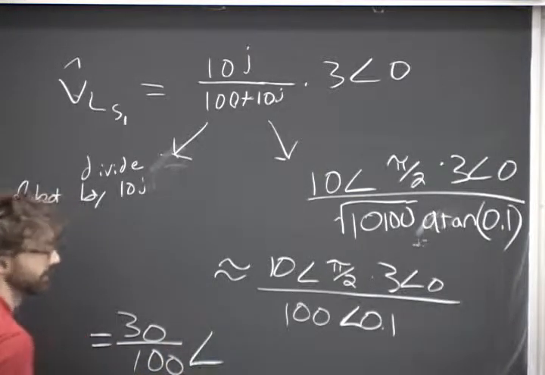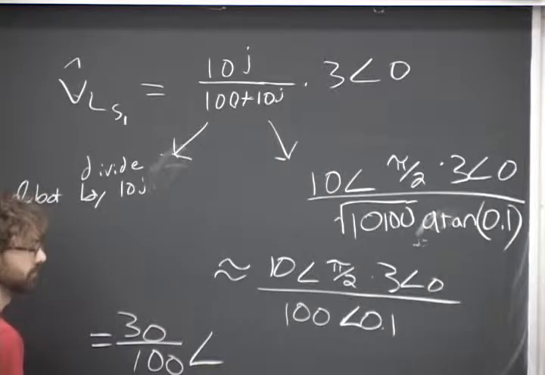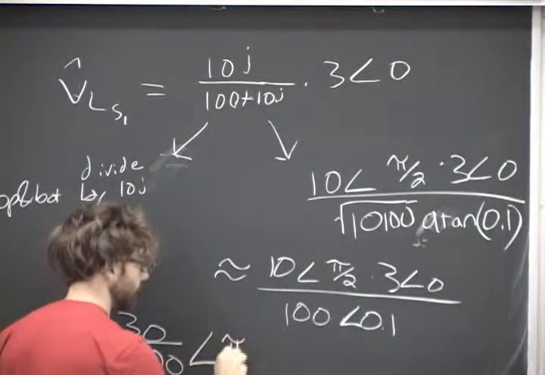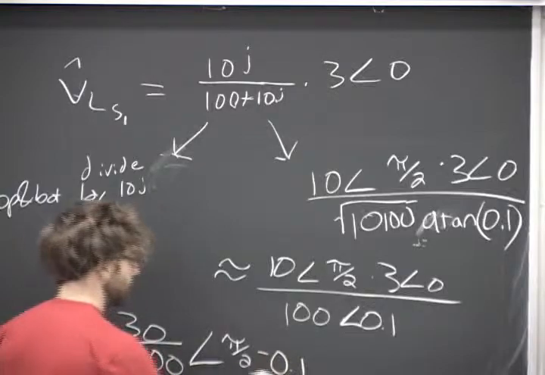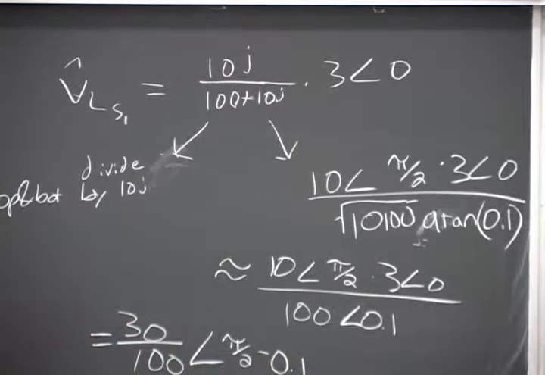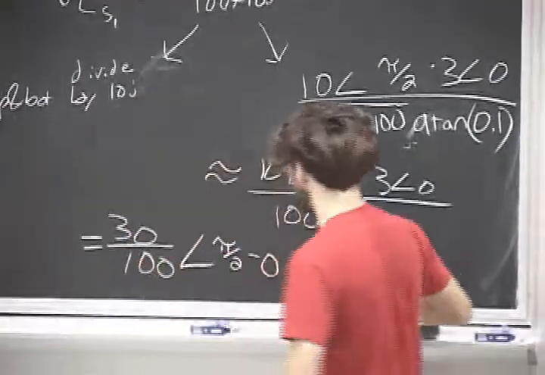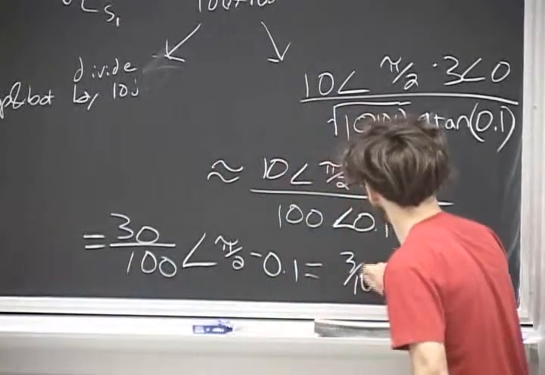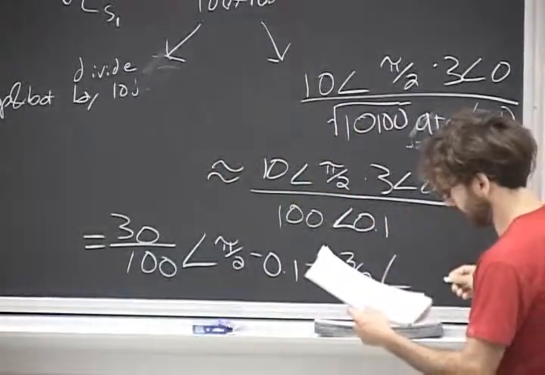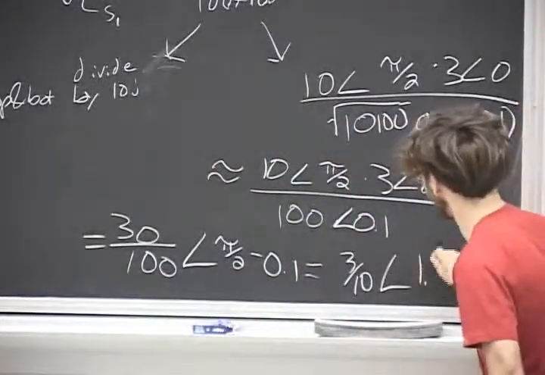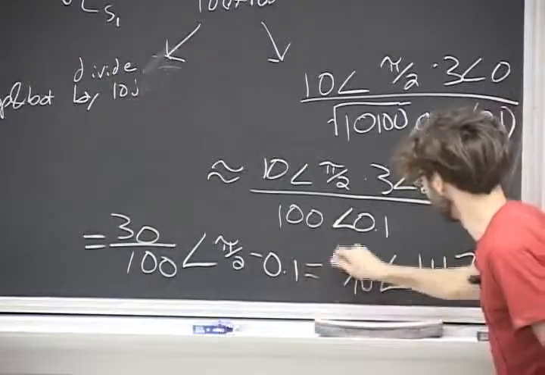Angle what? Pi over 2 minus 0.1. And that is just 3/10 angle. And at this point, you would end up calculating it because pi over 2 and 0.1 don't play nice. So you end up getting this.